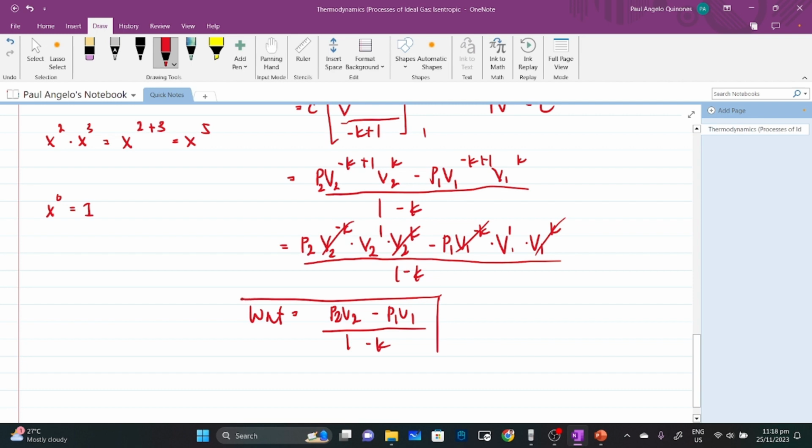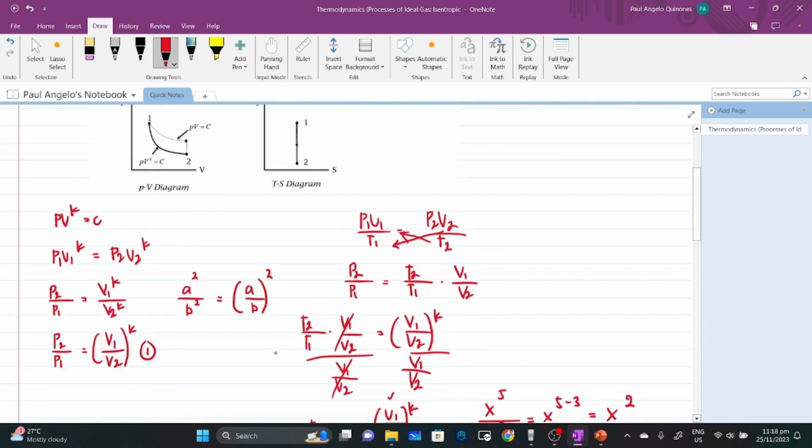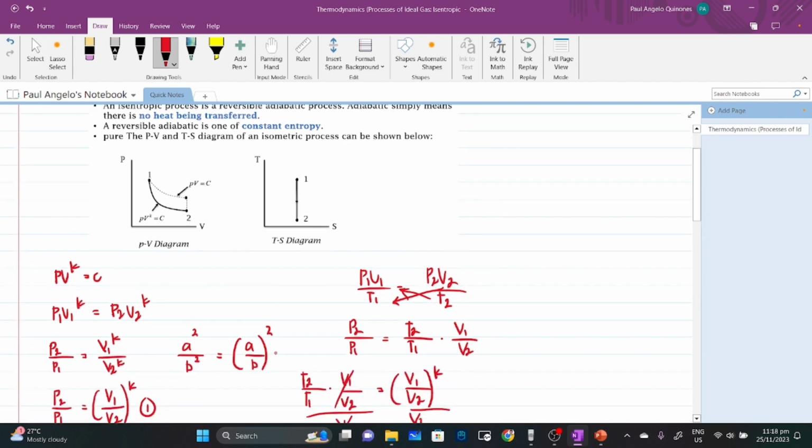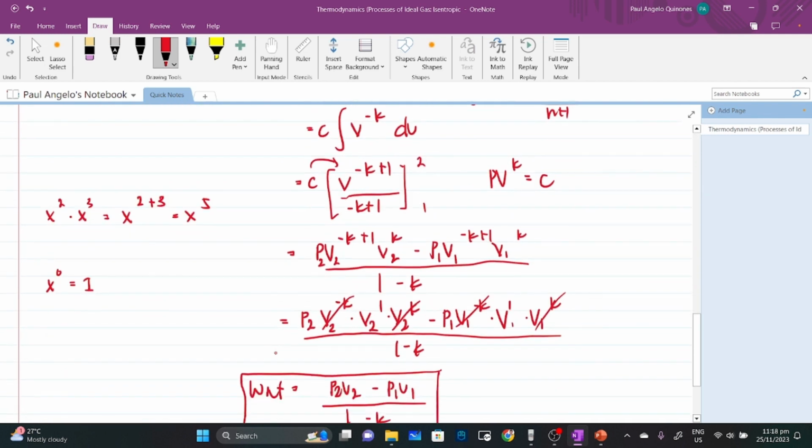Okay, so these are the critical parameters that we need to identify. Okay, so in the next video, let's try to solve for problems related to isentropic processes by using isentropic relations and also the non-flow work.